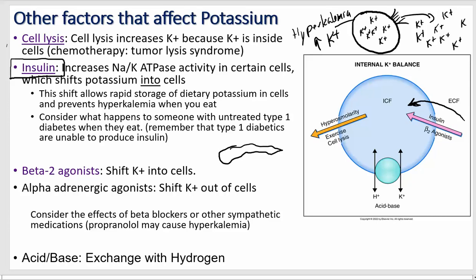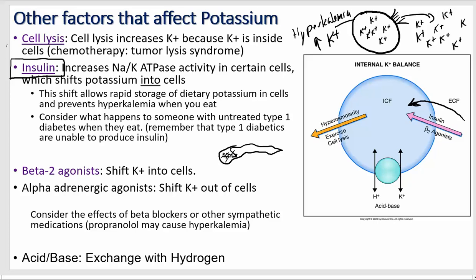So normally the pancreas produces insulin, but it's not able to. It is not functioning. Okay, and so no insulin means that when you eat those bananas, you're not going to be able to quickly store that, and so they would have hyperkalemia. Okay, so that's what we would expect.